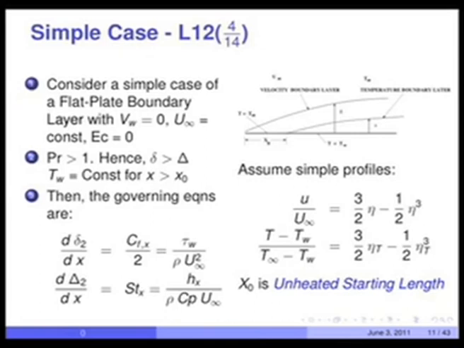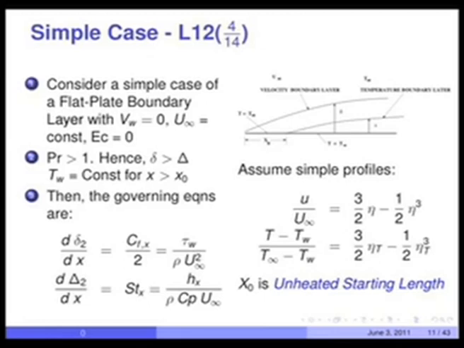So, the temperature of the wall between 0 and x naught will be simply T infinity, but is suddenly raised to T w from x equal to x naught. X naught is called the unheated starting length. There is a purpose for doing this. This analysis would lead us to considering the effects of wall temperature variation, which I shall consider in the next lecture, but here simply appreciate the procedure of how these two equations are solved simultaneously.